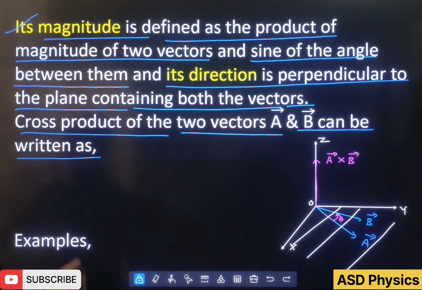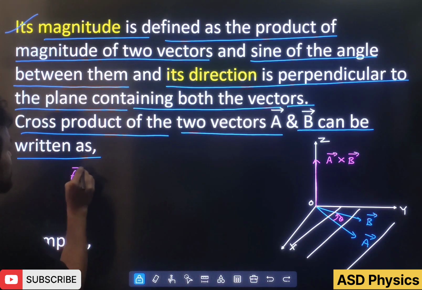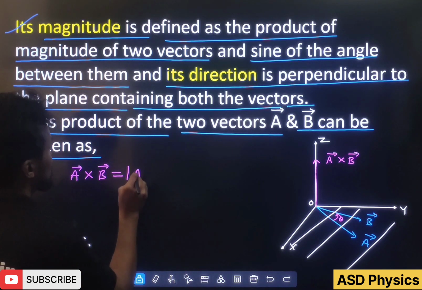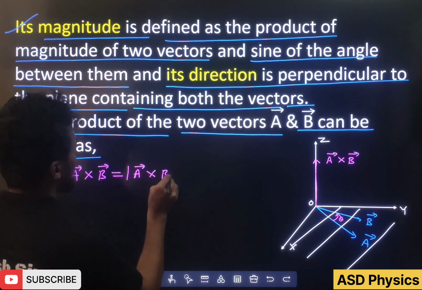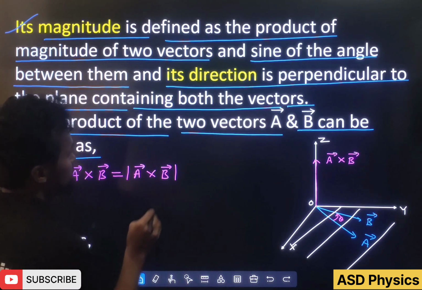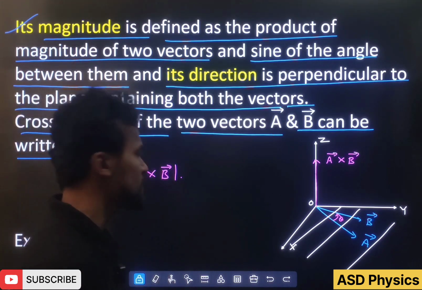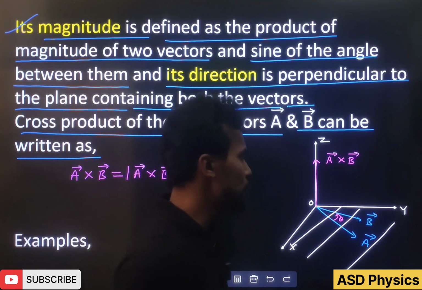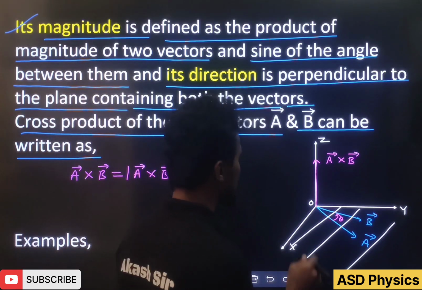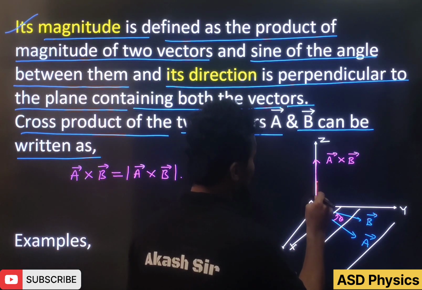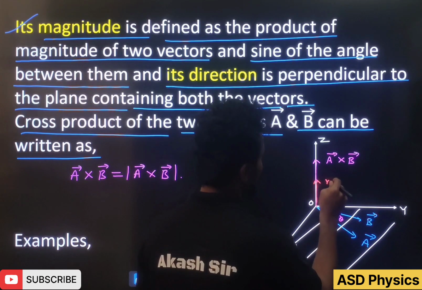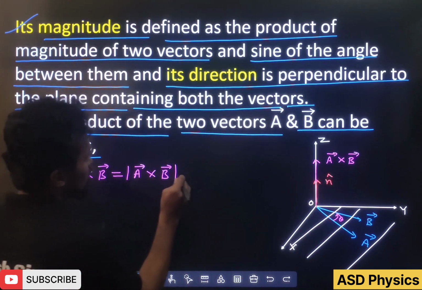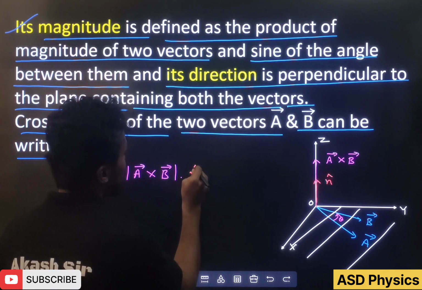So vector A cross vector B is given by its magnitude, that means mod of A cross B, and a unit vector. Here you can see the unit vector is along the z direction, so k cap. But this can be in any direction, so what to write here? Let's take a general one, n cap. So A cross B equals mod of A cross B into n cap.